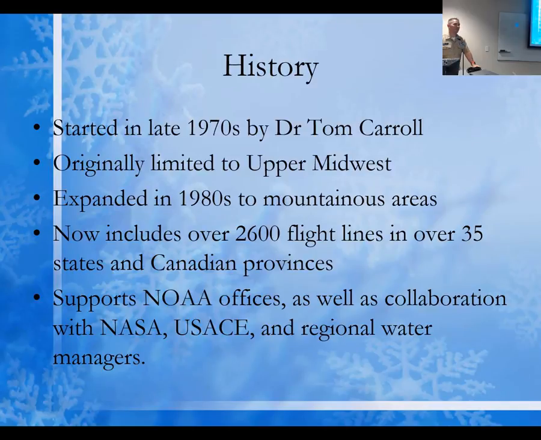The data were so valuable that they decided to expand the program. They wanted to look at what was going on with freshwater resources in the intermontane west. So we wanted to research lines in Colorado and Utah. So we acquired a turbine-powered aircraft, that's that Jetprop Commander, that can do that kind of work in the mountains. To date we've flown over 2,600 flight lines throughout the U.S., 35 states and Canadian provinces, basically anywhere it snows, we have background data that we can go out and fly.